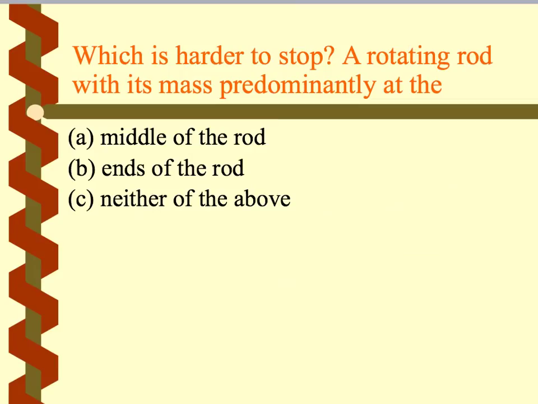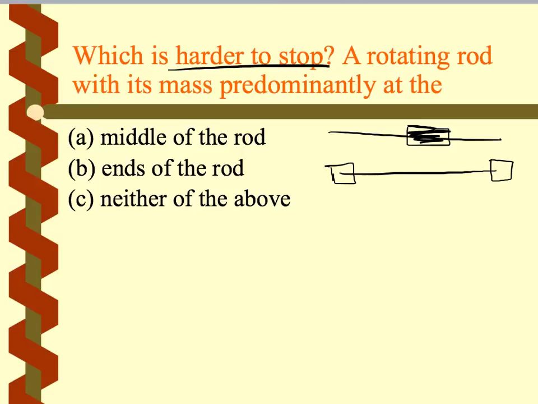Which is harder to stop? A rotating rod with its mass predominantly at the middle of the rod, or with its mass predominantly at the ends of the rod? Or is it neither of the above? You're looking for which is harder to stop. What do you think? If you chose at the ends of the rod, you're correct, because by spreading that mass out, you increase the rotational momentum, which means once you get this moving, it would be much harder to stop than if you were looking at the one where the mass is just here in the middle.